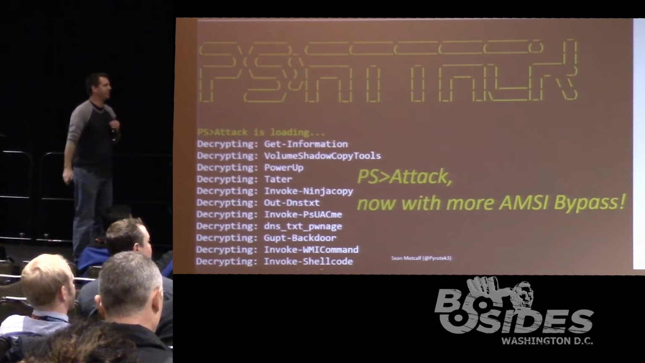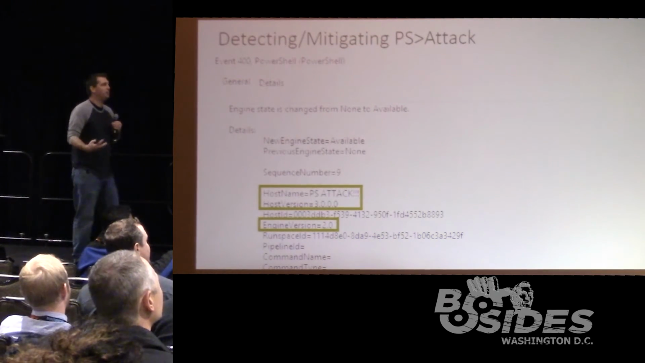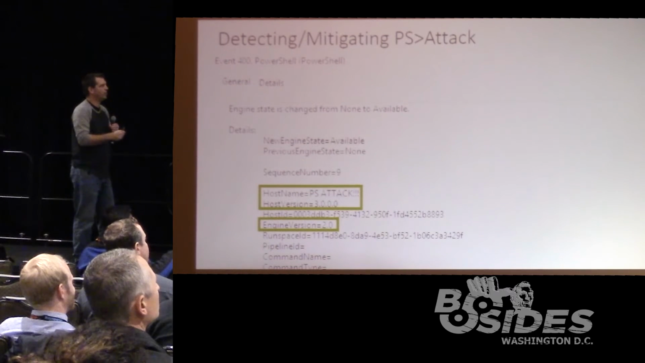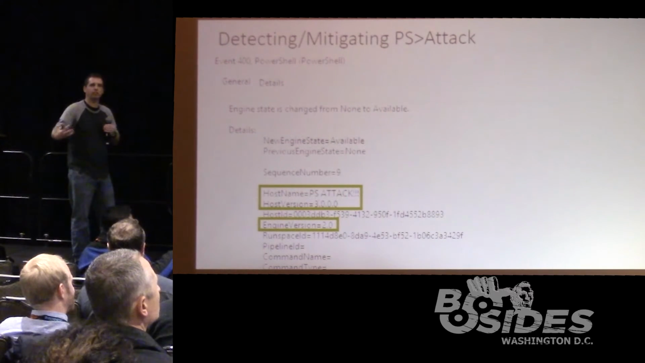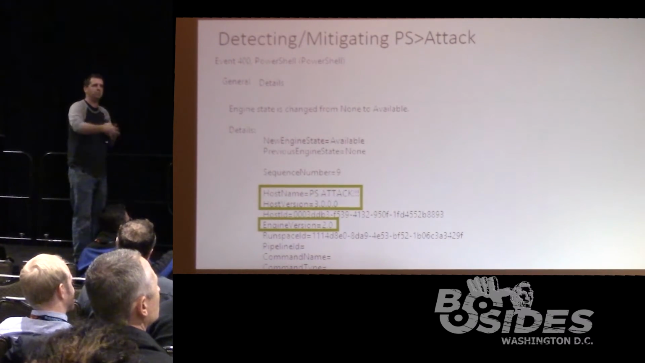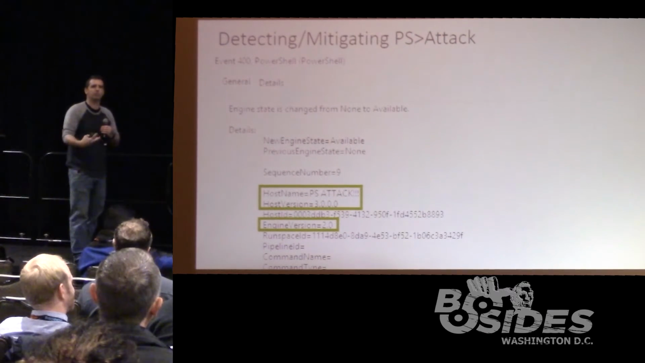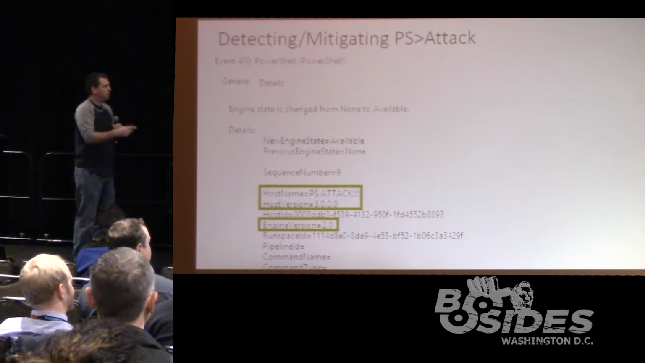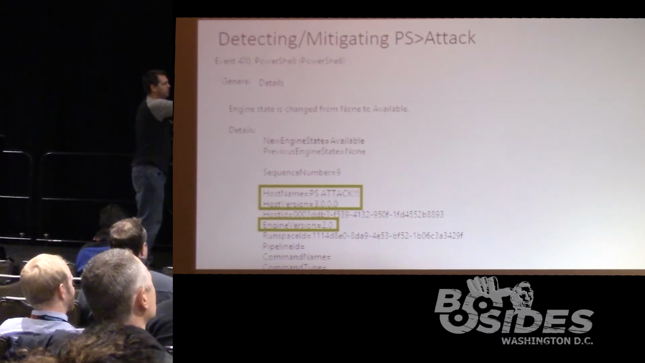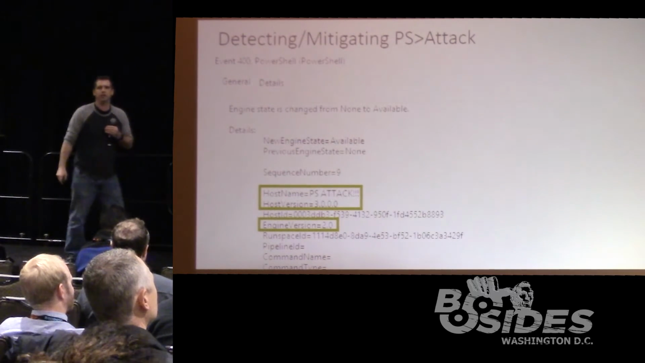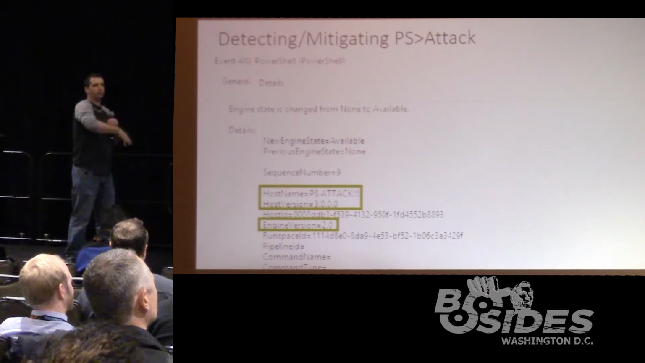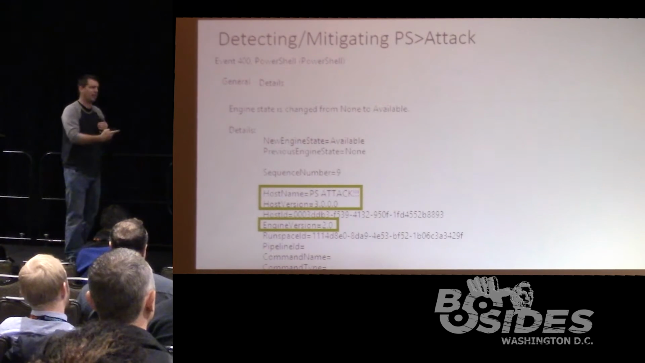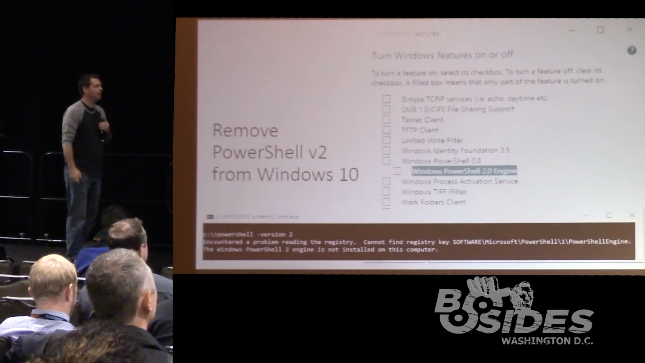and I'm off topic. So how do we detect PS attack? So I looked into this and I saw that event 400 is one of those events that starts with the original earlier version of PowerShell, PowerShell version 2. And what we can look at here is the host name, the host engine, the engine version, and it says 2.0, which means that this executable is calling PowerShell version 2, which is really weird because I have PowerShell 5 on there.